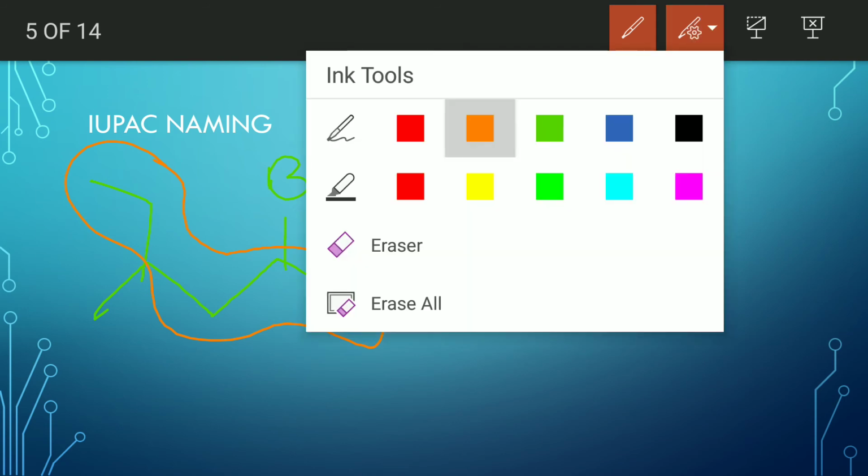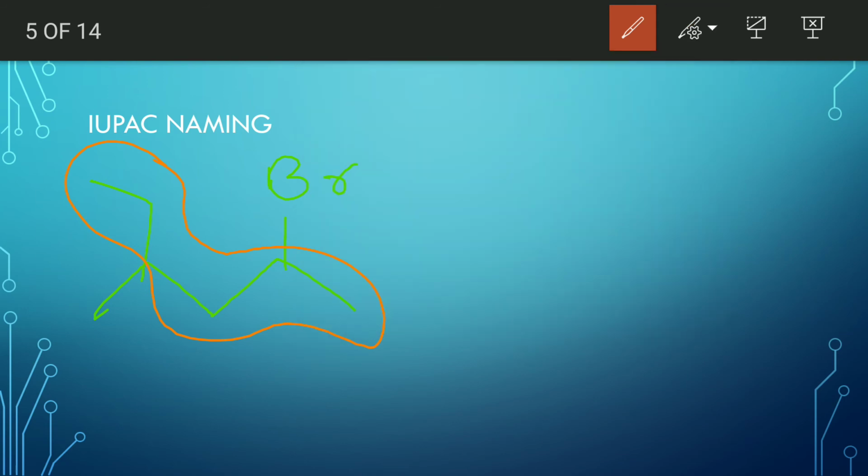Now, from where will you start the numbering? From bottom to top or top to bottom? From bottom to top, right? If you go from top to bottom, the first locant would receive 3. But if you go from bottom to top, the first locant would receive 2. So 2 wins, and we'll start the numbering from here.